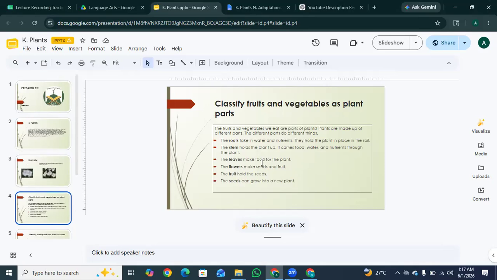The stem holds the plant up. It carries food, water, and nutrients to the plant. So basically, roots drink up water and nutrients while holding the plant steady in the dirt. And the stem carries water and food to the plant and holds it up high. The leaves make food for the plant, the flowers make seeds and fruits, the fruits hold the seeds, and the seeds can grow into a new plant. So basically, flowers make the seeds and fruits, and the fruits protect and hold the seeds inside, and seeds can be planted to grow into a brand new plant.